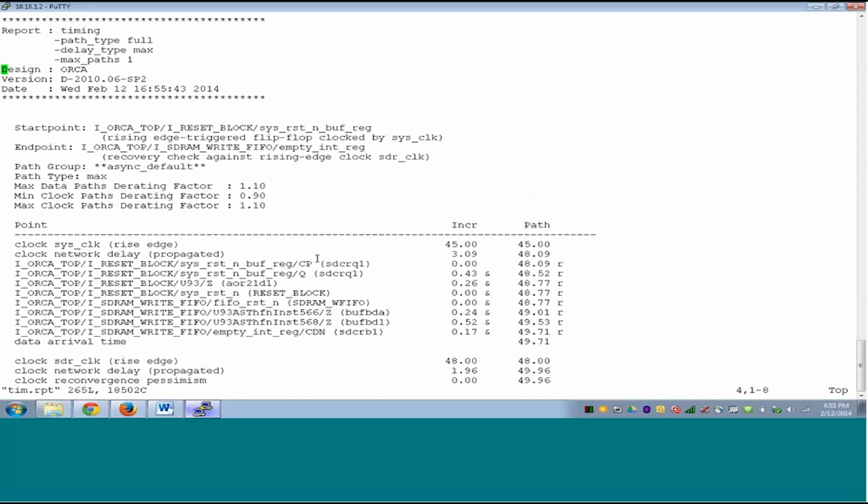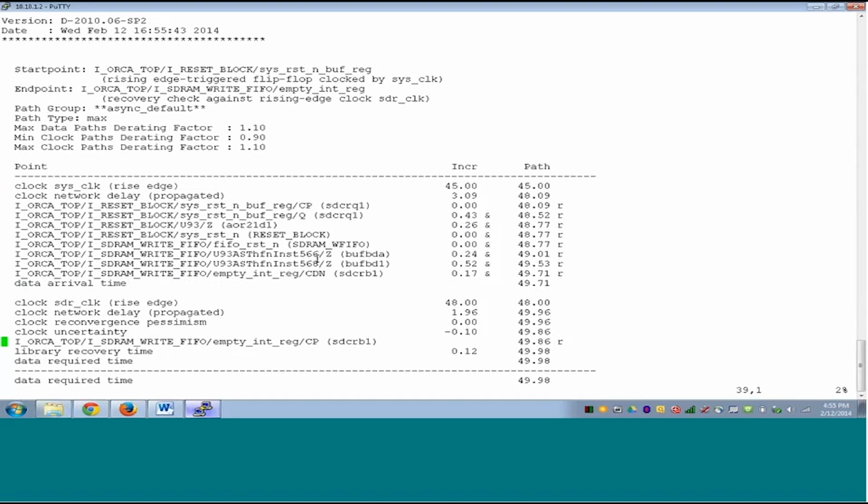Now this is a setup report. Obviously I did not give anything, so it's the default setup report. Path group async default. Async default is for recovery removal. So it's showing me, now see, this is where the problem occurs. We haven't defined any asynchronous relationship between the clocks, so all the clocks are considered to be synchronous. So now it will decide on edges.